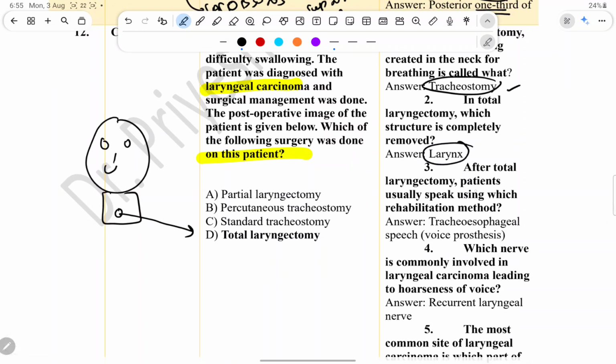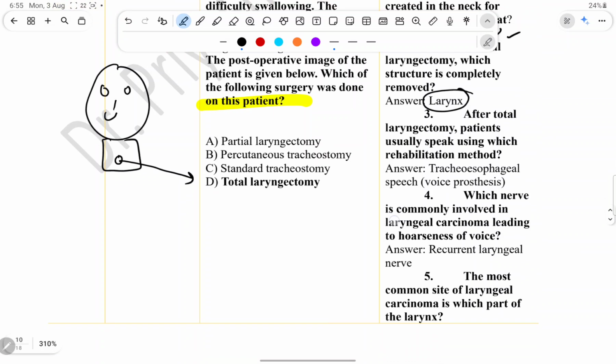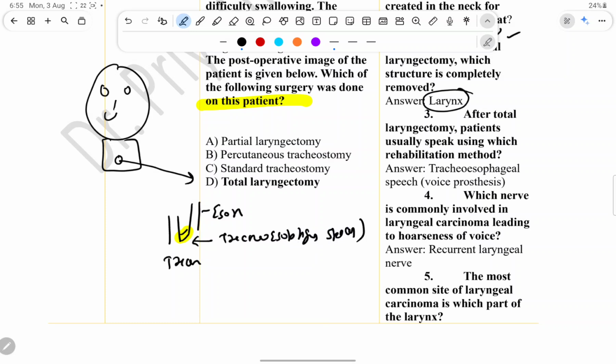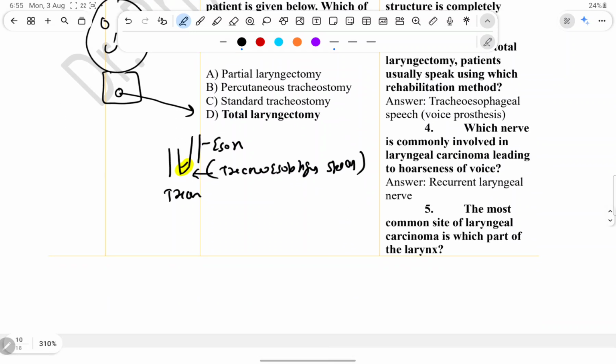After total laryngectomy, the patient usually speaks using which voice rehabilitation method? This is the trachea. Behind it is the esophagus. So we create an opening between the esophagus and trachea, and this is known as tracheoesophageal speech.